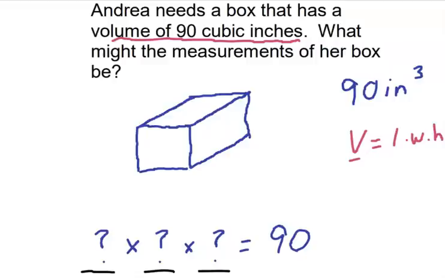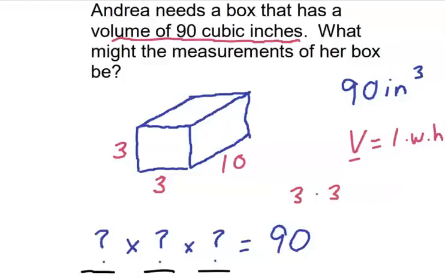And then if you put a 3 here and a 3 here, that's 3 times 3 is 9. Well, 9 times what will give you 90? And that would be 10. So one possibility is going to be 3 by 3 by 10. Okay, so that's probably the most reasonable one, because there are some other possibilities, like, you could do 1.